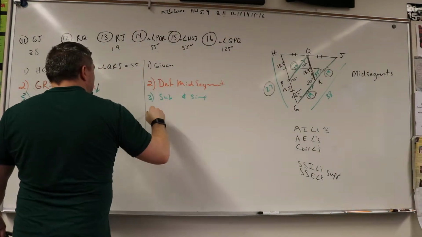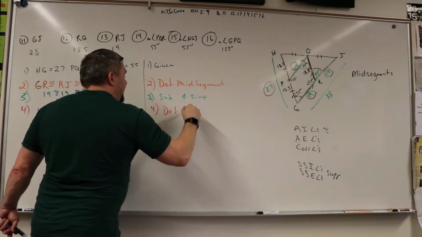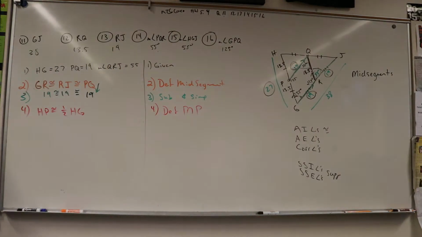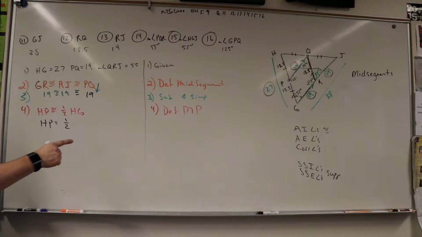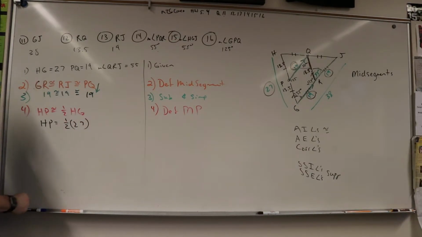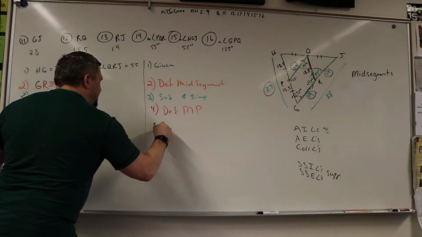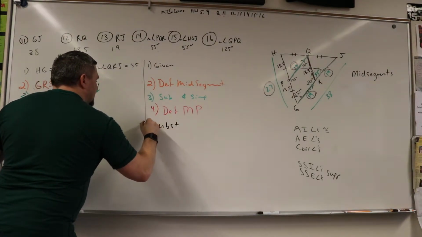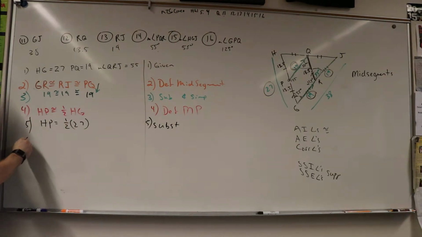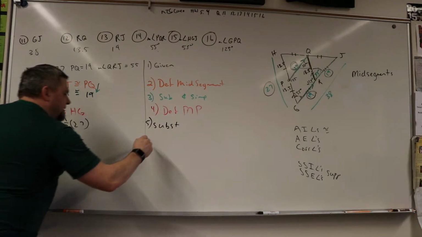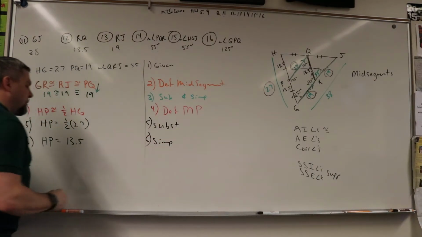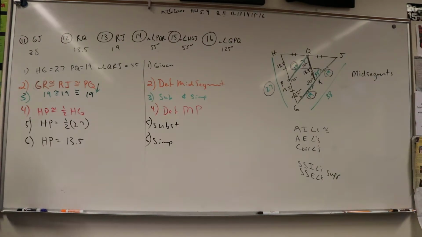So in this case, definition of a midpoint. Okay? So if I plug in that HP is equal to 1/2 of HG, and HG is 27, right? That's substitution. Okay? And then I do the math. HP is equal to 13.5. Simplify.